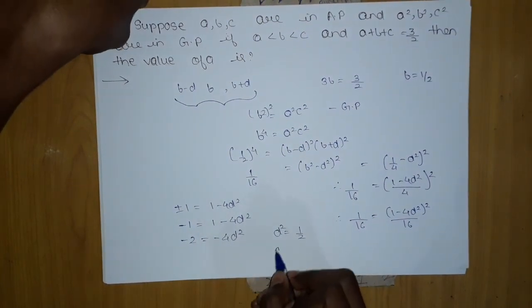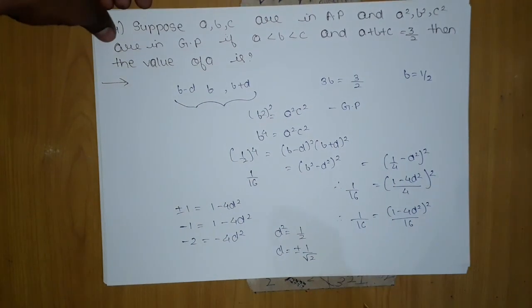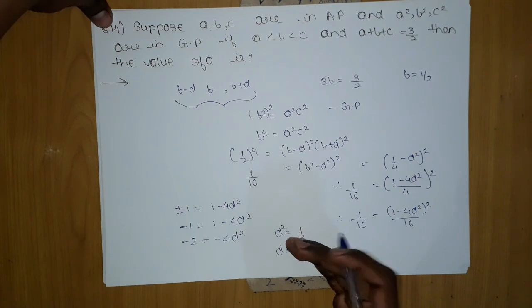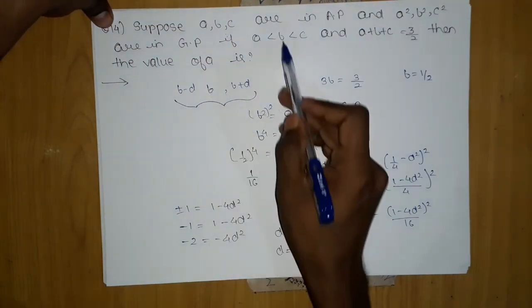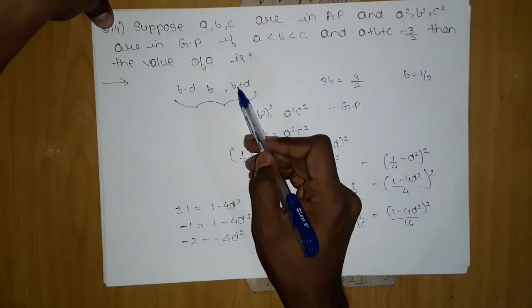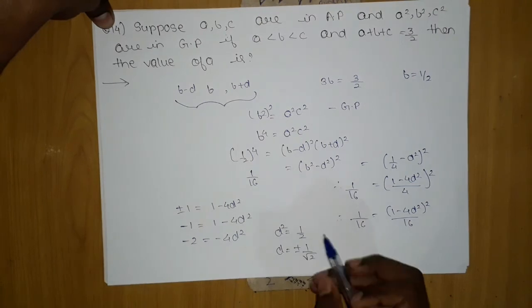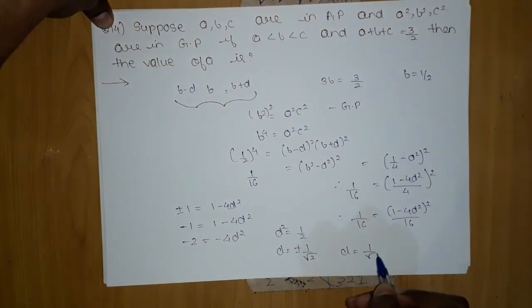Okay, d square is equal to 1/2, so I get d equals plus minus 1 upon √2. Which one is valid? If d is negative, this order will not be followed, because b plus d will be negative, so it will be less, and it should be positive. That is not right. So d equals 1/√2 is right.